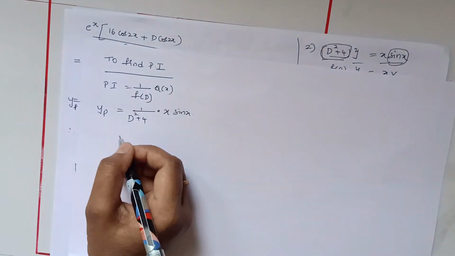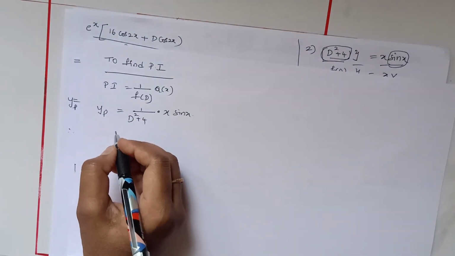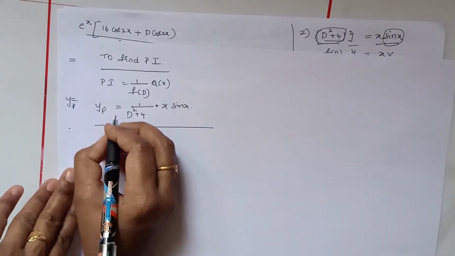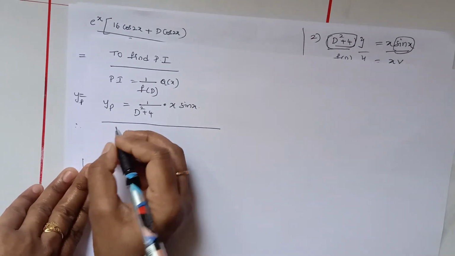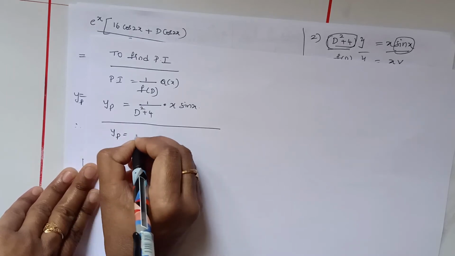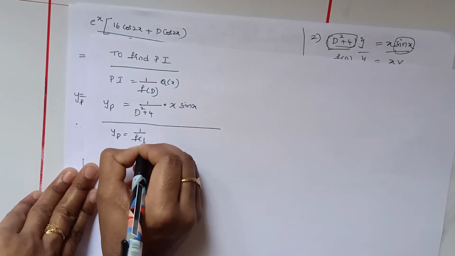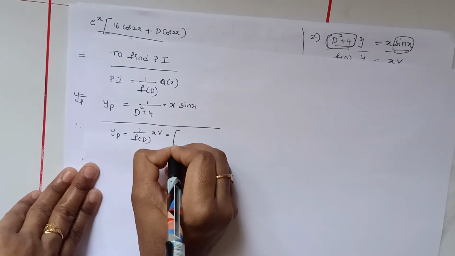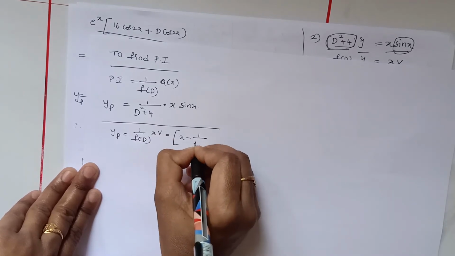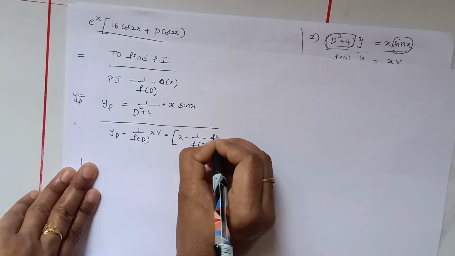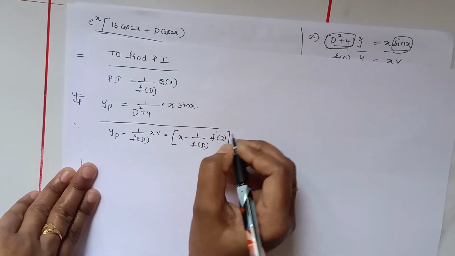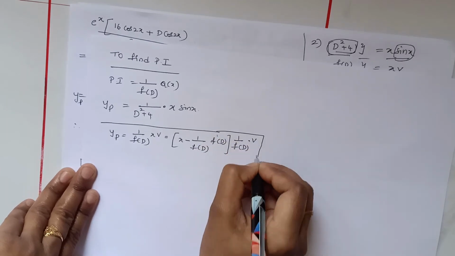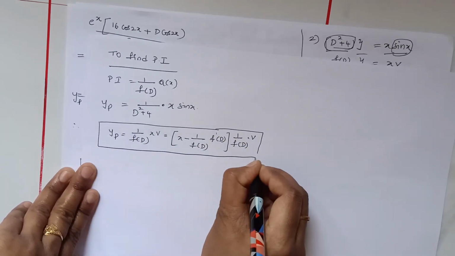Okay. Here I'll write based on this formula. You have to remember, whenever you are finding a particular integral, yp is equal to x into 1 by f of d into v minus 1 by f of d into f dash of d into 1 by f of d into v.